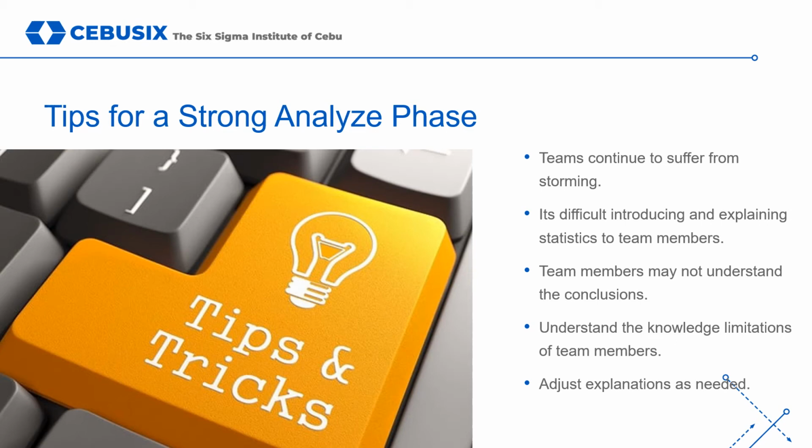Six Sigma experts should be aware of the knowledge limitations of various team members and work to both present information in a way that is understood by everyone and continue to use team member knowledge by explaining concepts when possible.